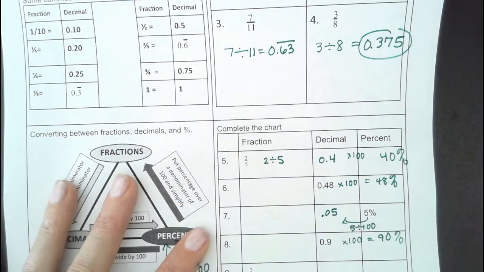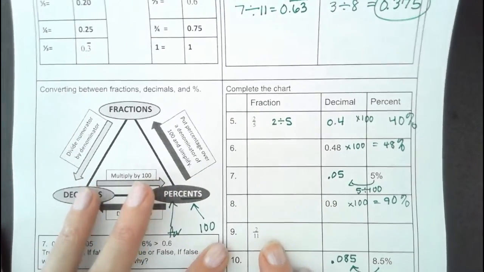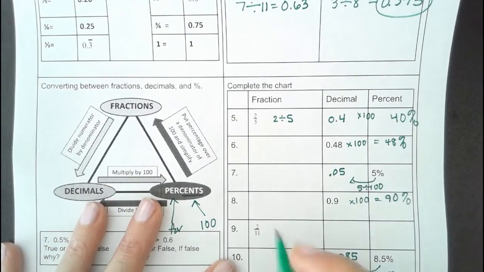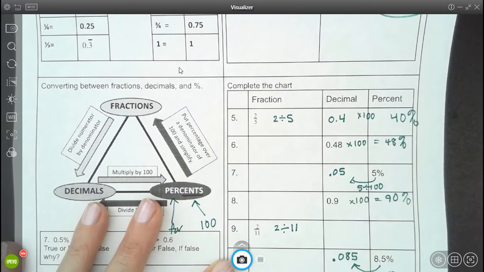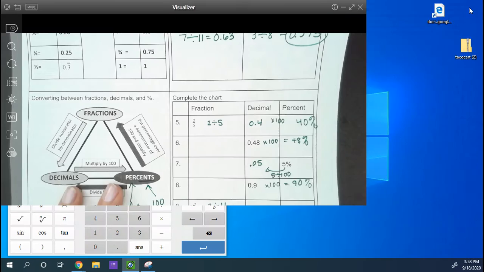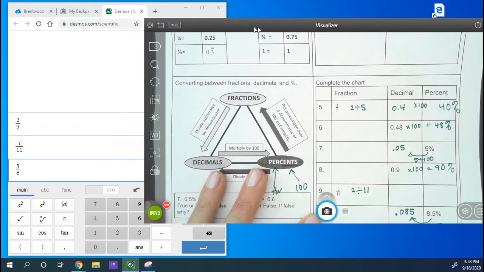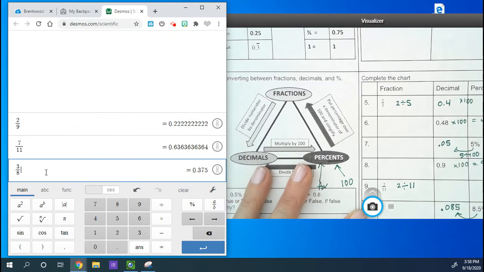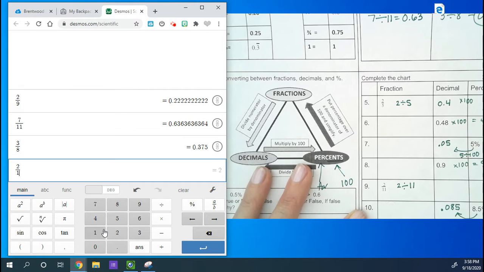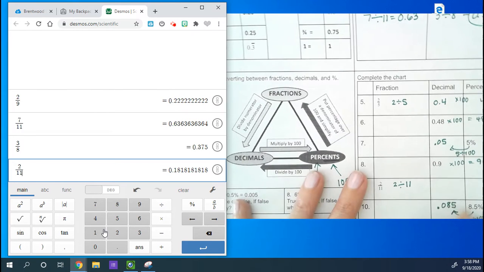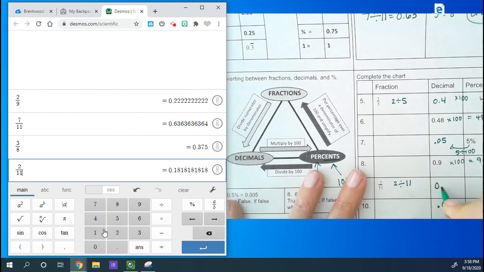Okay, let's look at this one. 2 elevenths. Well, that's 2 divided by 11. Let me go ahead and get out my calculator and figure out what 2 divided by 11 is. So let me go to a new row. 2 divided by 11 is 0.18. So that is 0.18 with a repeater bar over it.